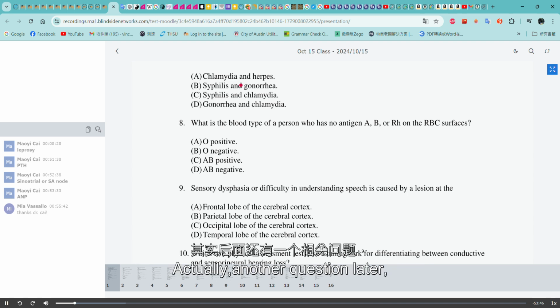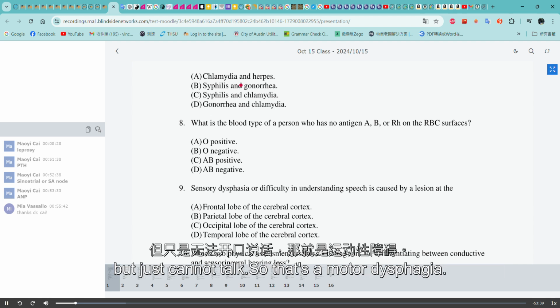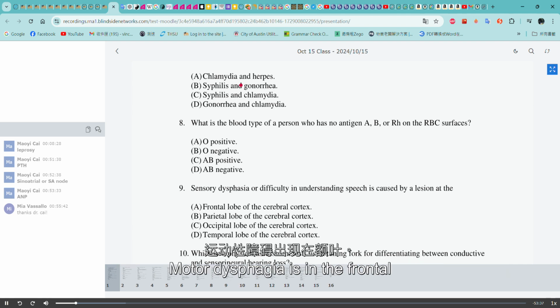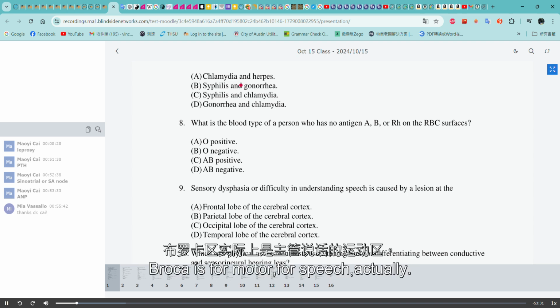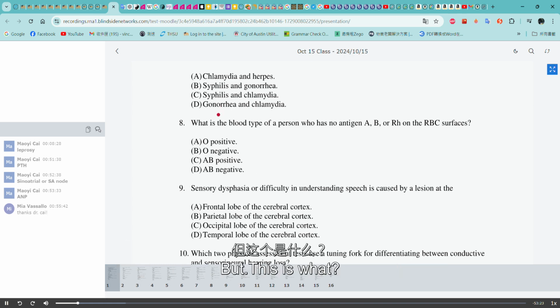Now, actually, another question later you're going to see. How about a motor? If a person can understand but just cannot talk, that's a motor dysphagia. Motor dysphagia is in the frontal lobe, where you have Broca's area. Broca is for motor, for speech, actually. So if you cannot speak, then that's frontal, okay? But this is sensory. So it's D. So you have to be very clear, okay? So different regions on the brain.